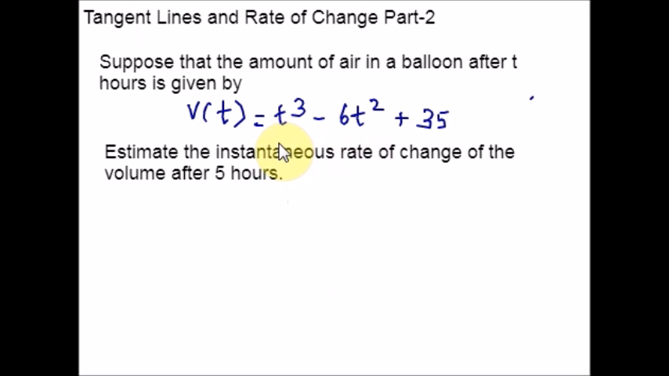Here is the example. Suppose that the amount of air in a balloon after t hours is given by V of t equals t cubed minus 6t squared plus 35. We are supposed to estimate the instantaneous rate of change of the volume after 5 hours.